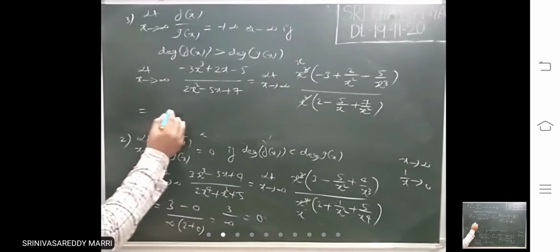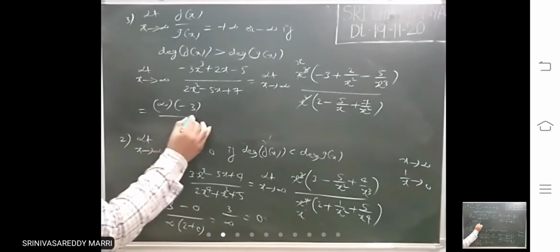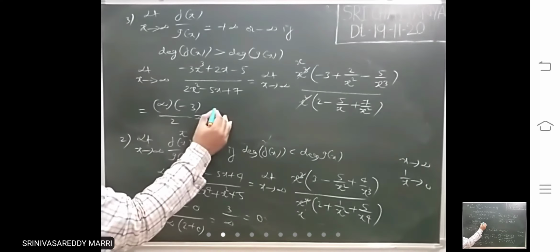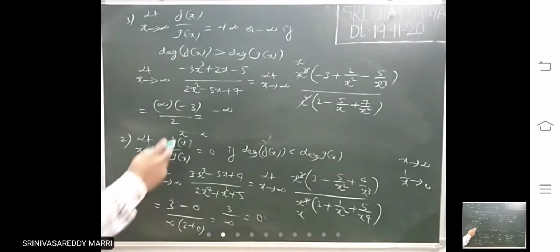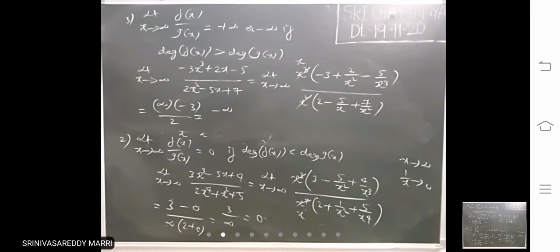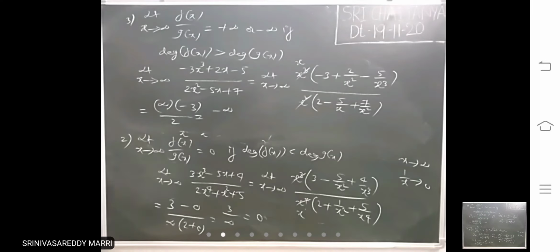Now this x is infinity. Infinity means plus infinity. This is infinity into minus 3 divided by 2. So this is what? Minus infinity. 3 by 2 is a positive number, positive number into minus infinity will become negative infinity. That means in this case limit will not be finite, it is infinite. If degree of numerator is more than degree of denominator, limit will be infinite. So whenever polynomials are there, this concept will be used.